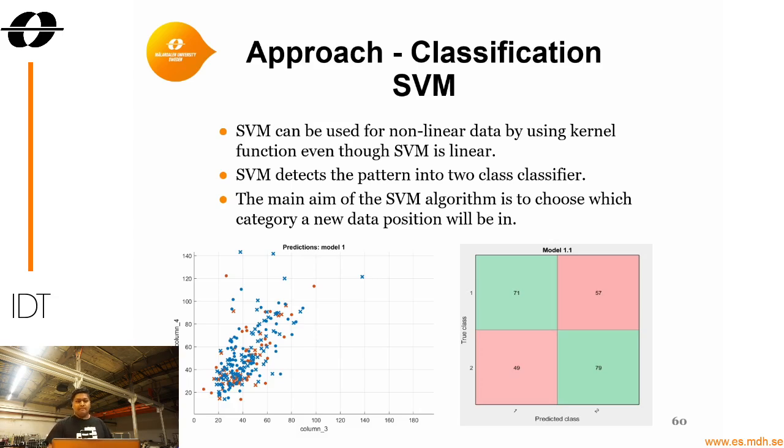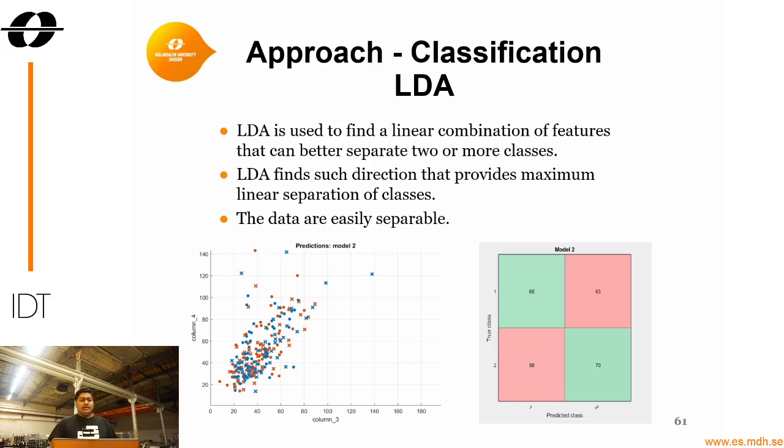Next, coming on to LDA, this algorithm is used to find a linear combination of features that can better separate the two classes. One of the advantages of LDA is that it provides maximum separation between the classes so that the data is easily separable.